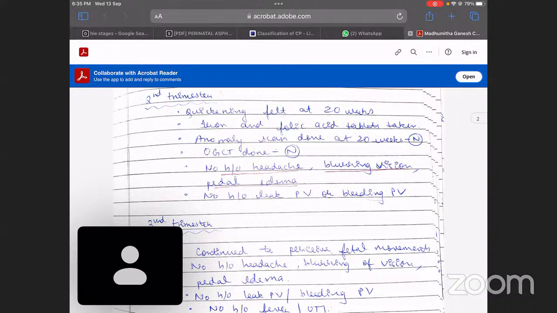In macrosomia, it's about more than 4 kg, and this macrosomic child, while going for a normal vaginal delivery, is prone to which of the following conditions? A macrosomic baby can have Erb's palsy because of excess fat deposition in the neck and in the shoulders. And why does Erb's palsy occur? Shoulder dystocia can be a reason. Very good. Okay, what is shoulder dystocia?